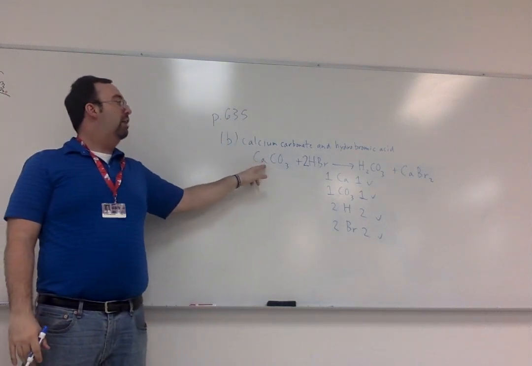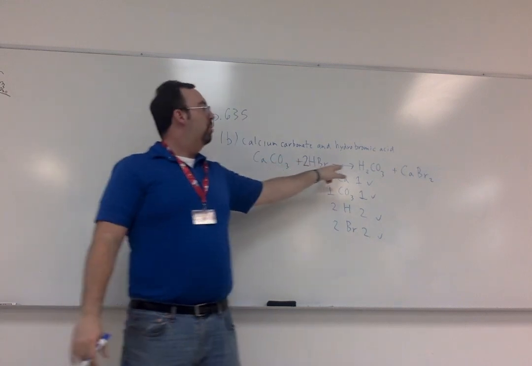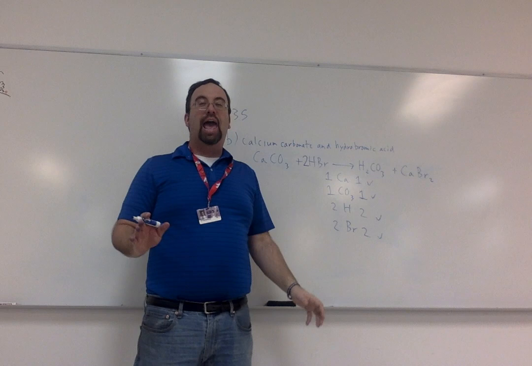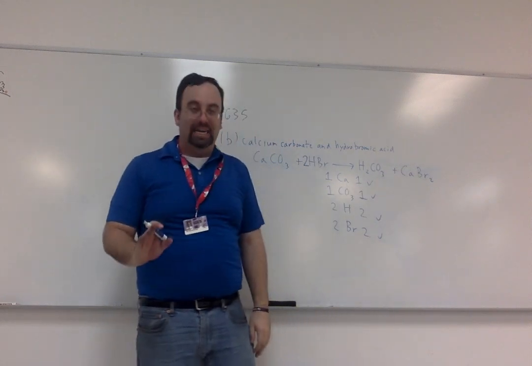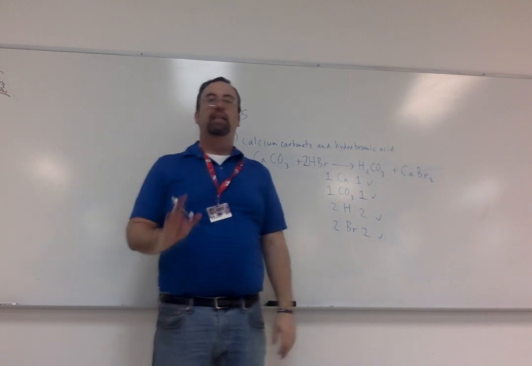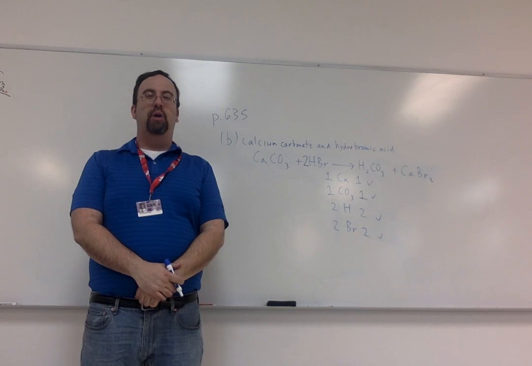So we have calcium carbonate. We're adding hydrobromic acid to that. We're going to be forming carbonic acid and calcium bromide. Because remember, the ending changes. So this is calcium bromide. And so that is the answer then for 1 part B. And so hopefully that made sense.